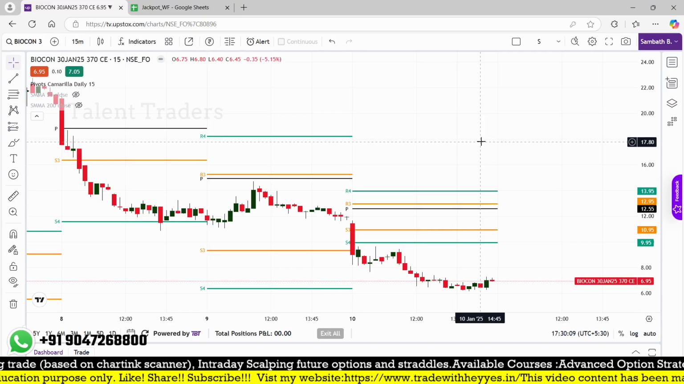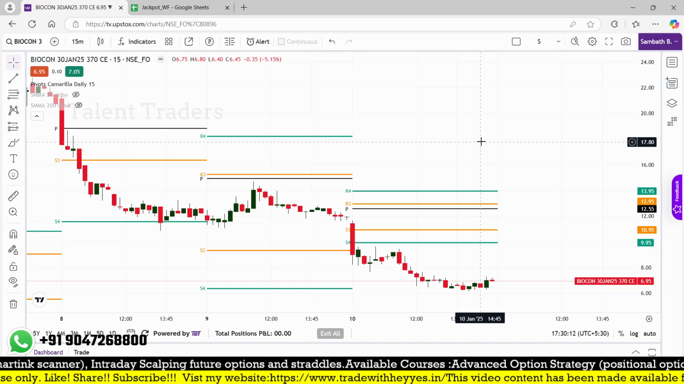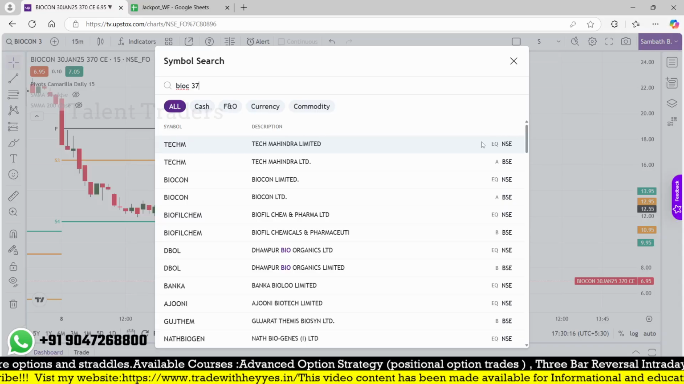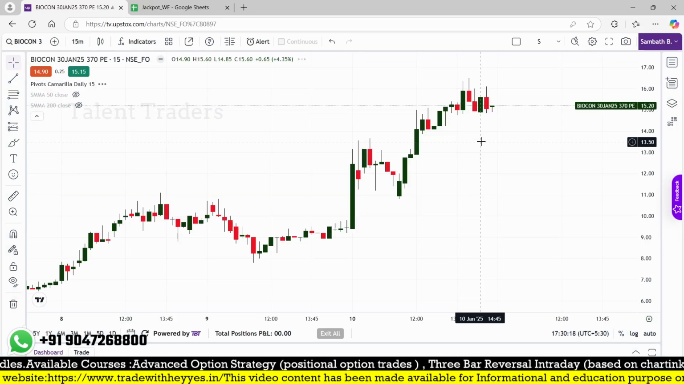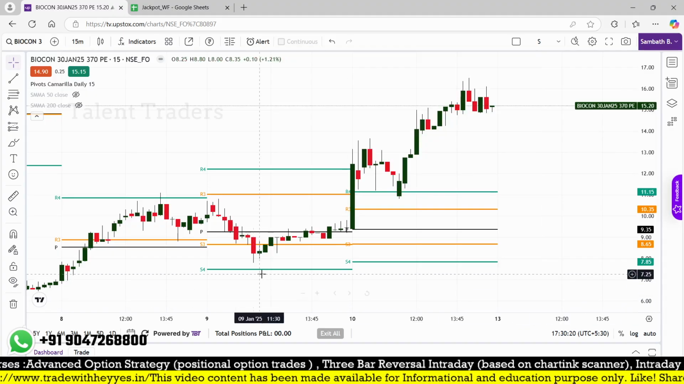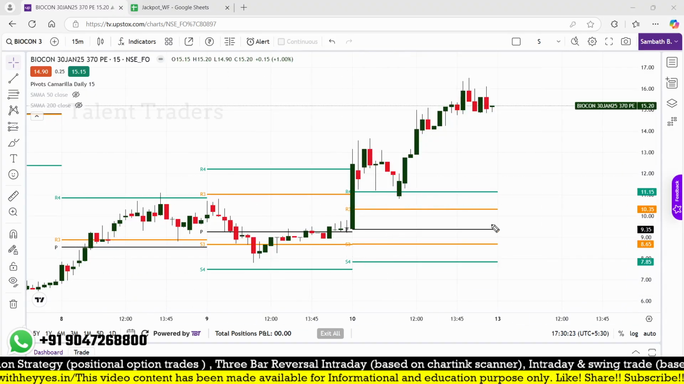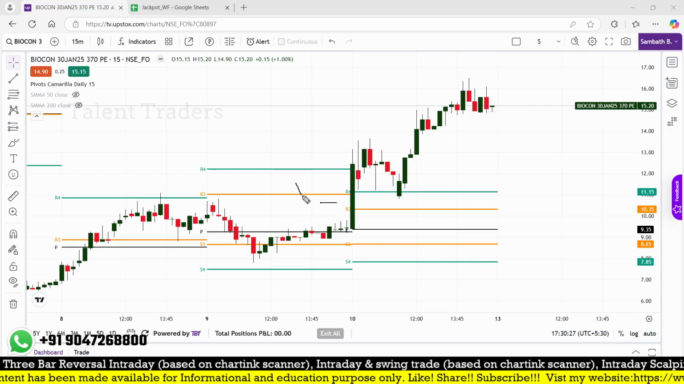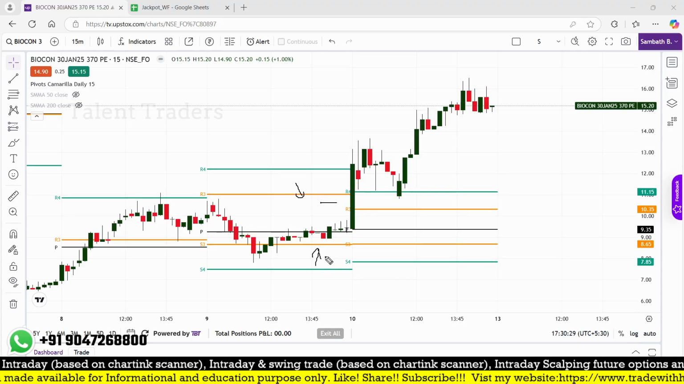But the Biocon 370 call option is inside, comparing to the previous day's R3 and S3 level. Today's total level is inside between the previous day's R3 and S3. The Biocon 370 put option may not be. Hope you see that, but it gave a breakout. But as per the logic I'm looking for, it should be inside between R3 and S3. But the put wasn't inside.